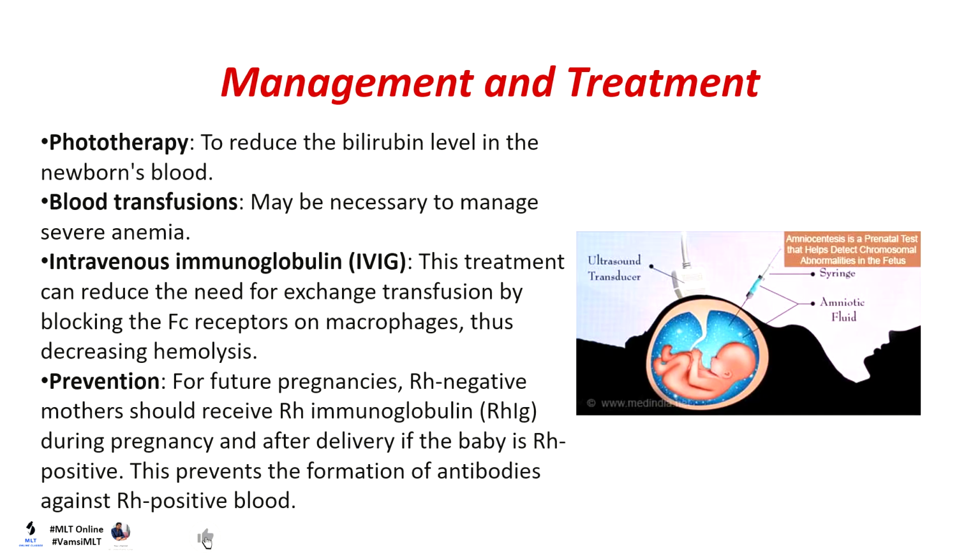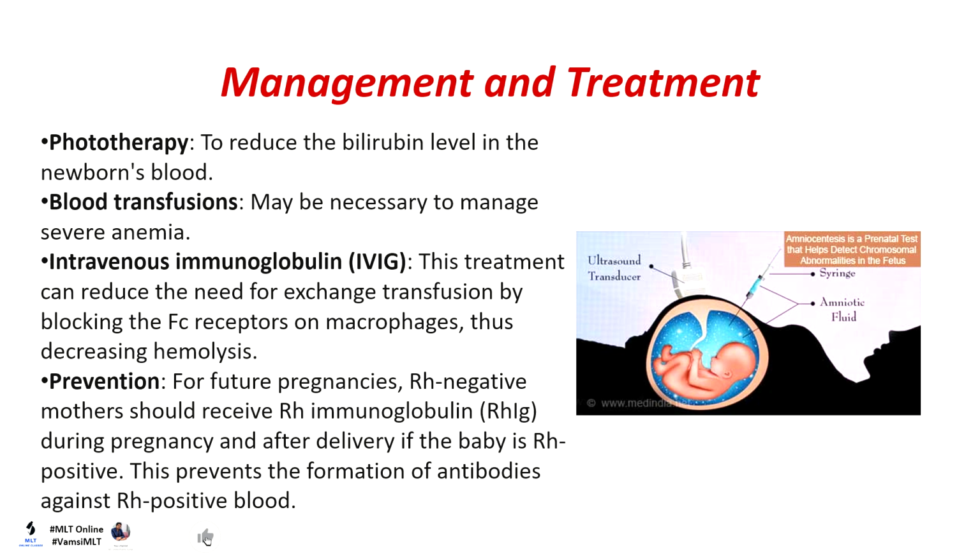Management and treatment. Phototherapy, to reduce the bilirubin level in the newborn's blood. Blood transfusions may be necessary to manage severe anemia. Intravenous immunoglobulin, IVIG. This treatment can reduce the need for exchange transfusion by blocking the Fc receptors on macrophages, thus decreasing hemolysis.